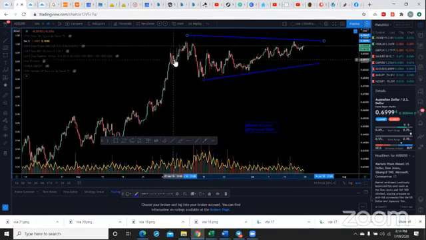So with AUD USD, we're not going to be looking to play this market until we see a break of these highs, this wedge, break of this low, and this give us the true direction of the market.